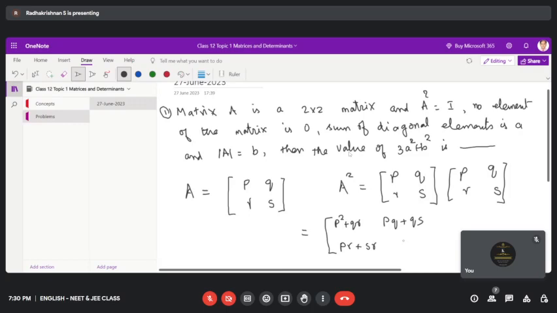And this element? RS into QS, RQ plus QR plus S square. It is equal to I. So this is your equation.